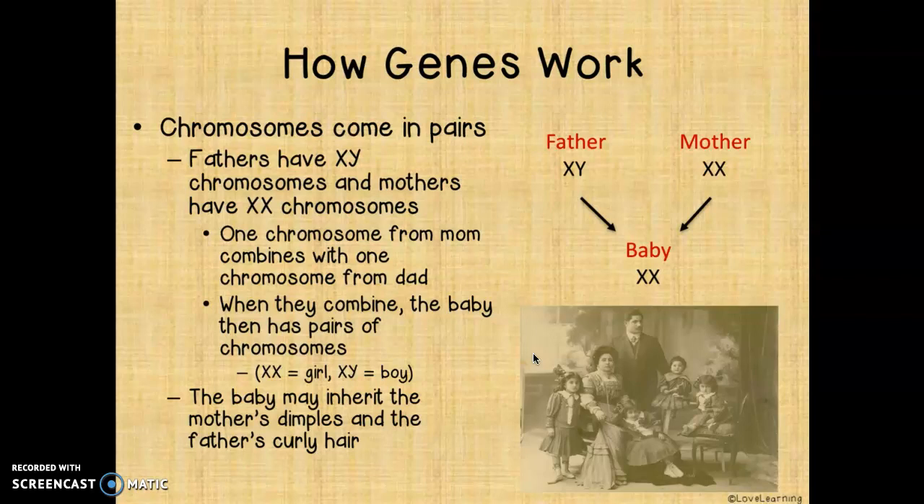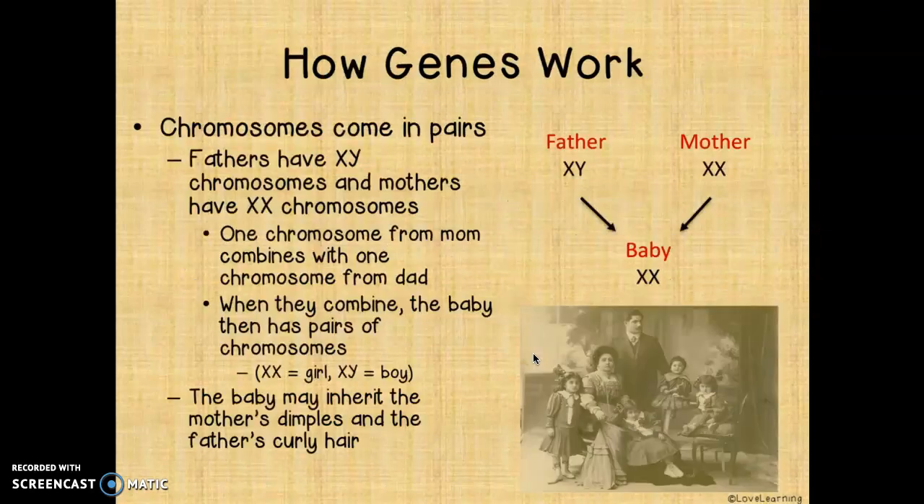One chromosome from mom combined with one chromosome from dad. When they combine, then the baby gets the pair of chromosomes. So it is up to nature whether you get an XX or you get an XY. The baby may inherit the mother's dimples and the father's curly hair. You just don't know.